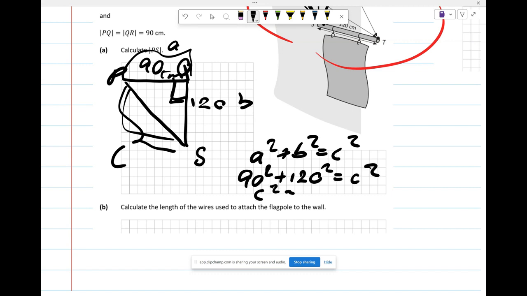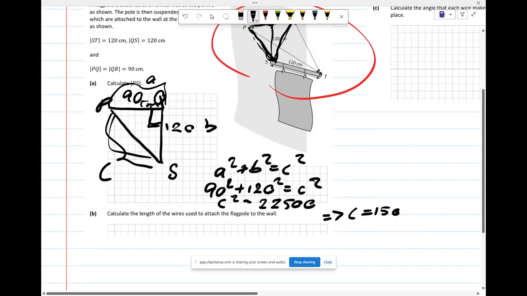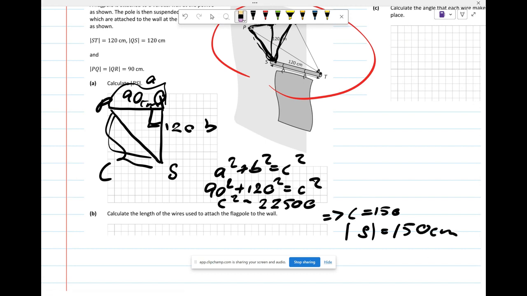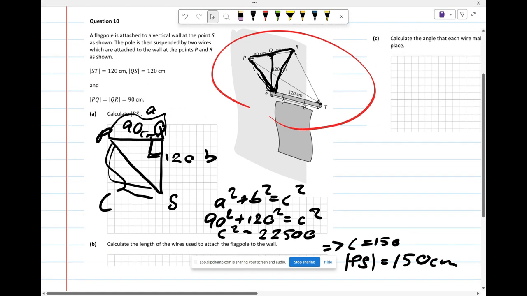So C squared is equal to 90 squared plus 120 squared. It's going to be 22500, and then if we square root it, C equals 150. And C here was also known as PS in our diagram above, so that means PS is 150 centimeters. Don't forget to put in centimeters. So this here is 150 centimeters.